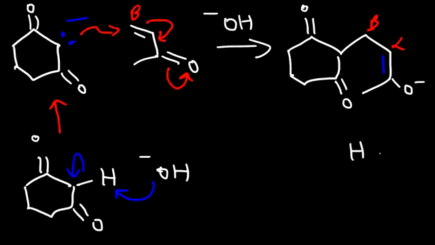So the next step is going to be protonation. So this oxygen is going to reform the pi bond, causing these pi electrons to bond with the hydrogen. So this hydrogen goes to the alpha carbon. So now we have a double bond O. And let's see, we also have another double bond O here.